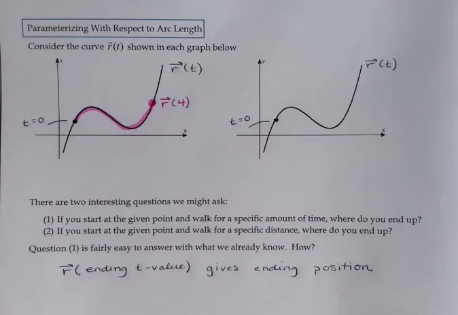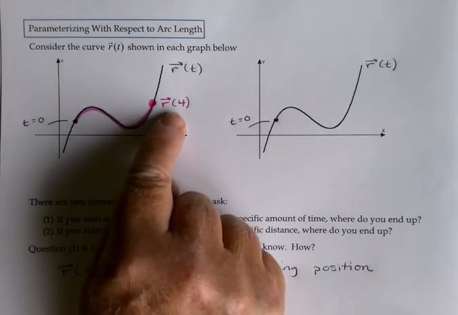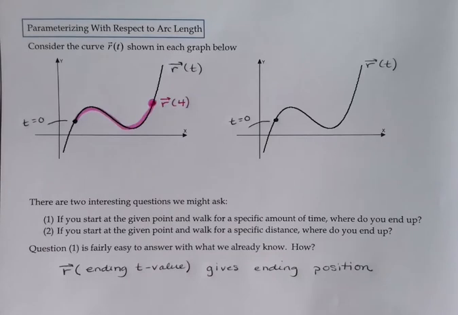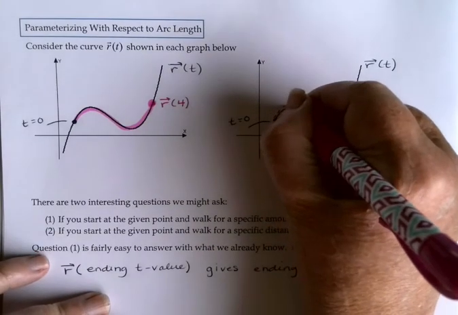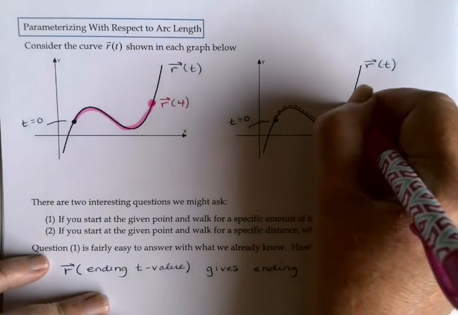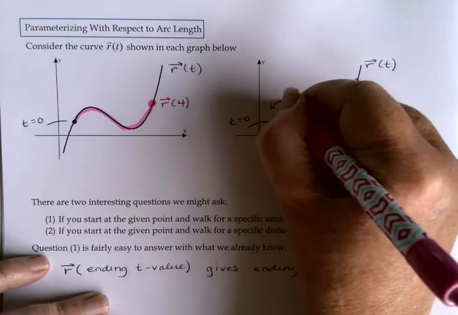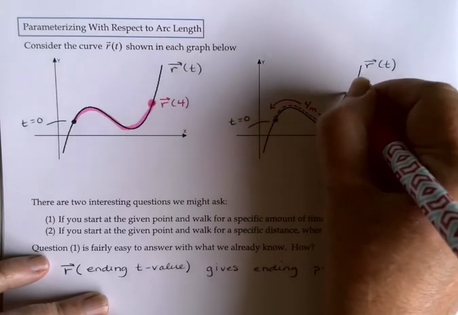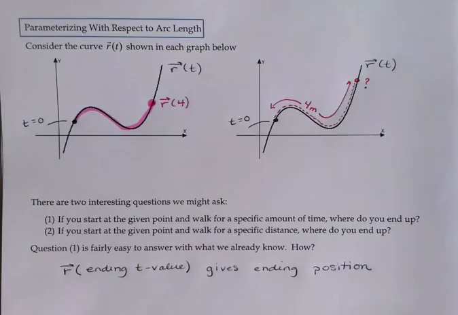Now, the more complex question to answer is question 2. What if I tell you that you're going to start at the given point and you walk for a specific distance? So instead of saying you're going to walk for 4 seconds, what if I say you're going to walk for 4 meters or whatever the distance units happen to be? Now where are you going to end up? Well, we don't have an easy way of answering that question based on what we already know. Our goal is to say, okay, if we walked along this curve a total of 4, let's say, meters, then what's the location of the point that we end up with? That's what we're going to investigate in this part of the section.